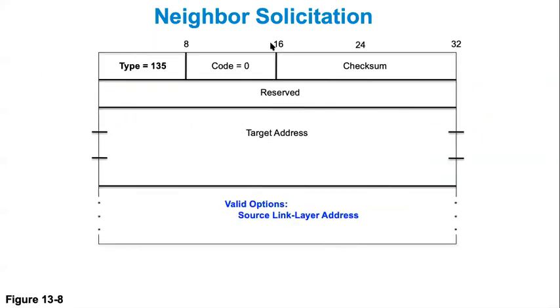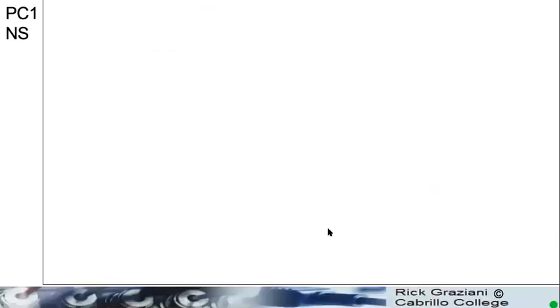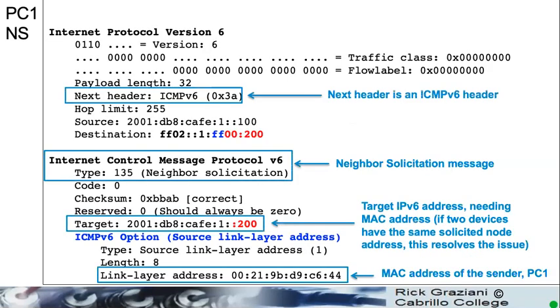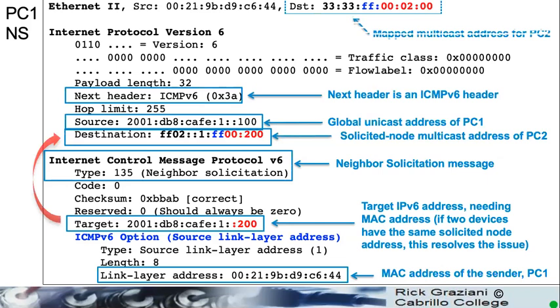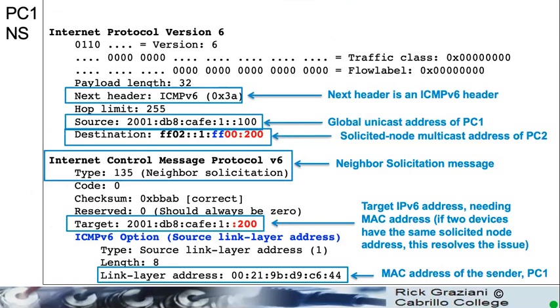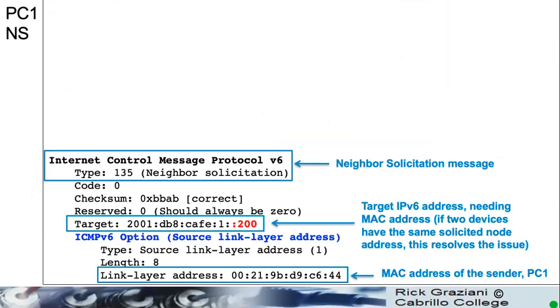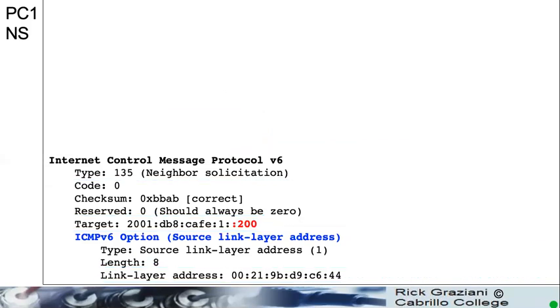Okay, so here's the neighbor solicitation message. One of the options is the source link layer address. Let me bring this all up here. This is the entire neighbor solicitation message in the Ethernet frame. So I'm going to back out of this, and let's just take it piece by piece.